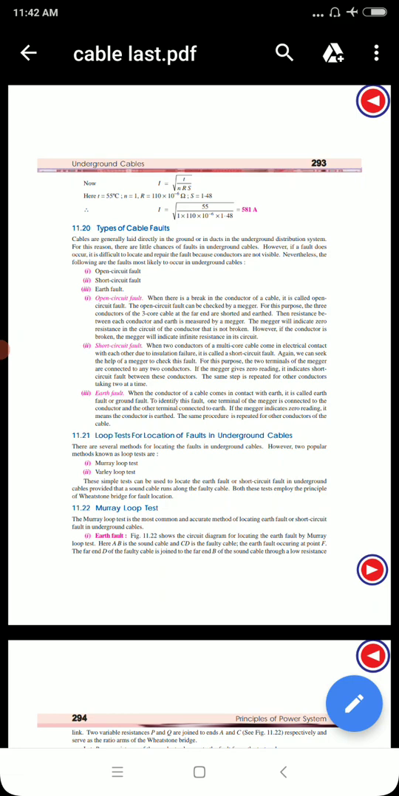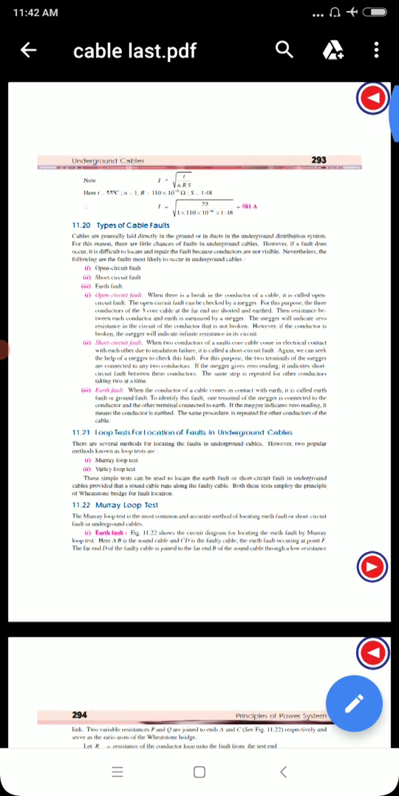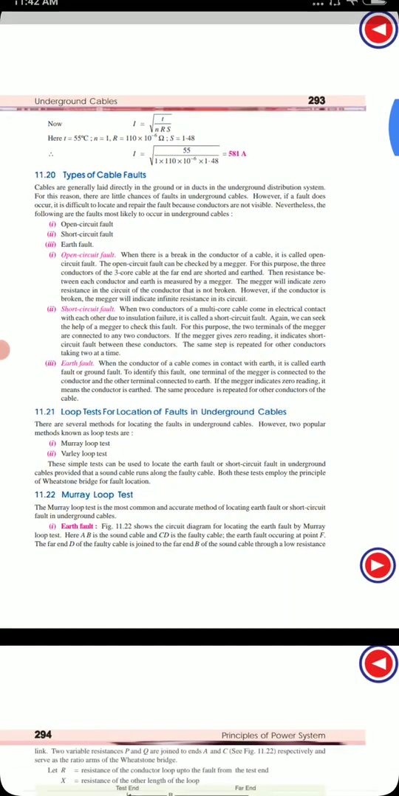So today we will see the last part of the fourth module, that is underground cables. Here we will see the different types of cable faults. Generally the underground cables are laid under the ground, so they are not clearly visible to the person observing. It is very difficult to locate where exactly the fault has taken place or what kind of fault it is.